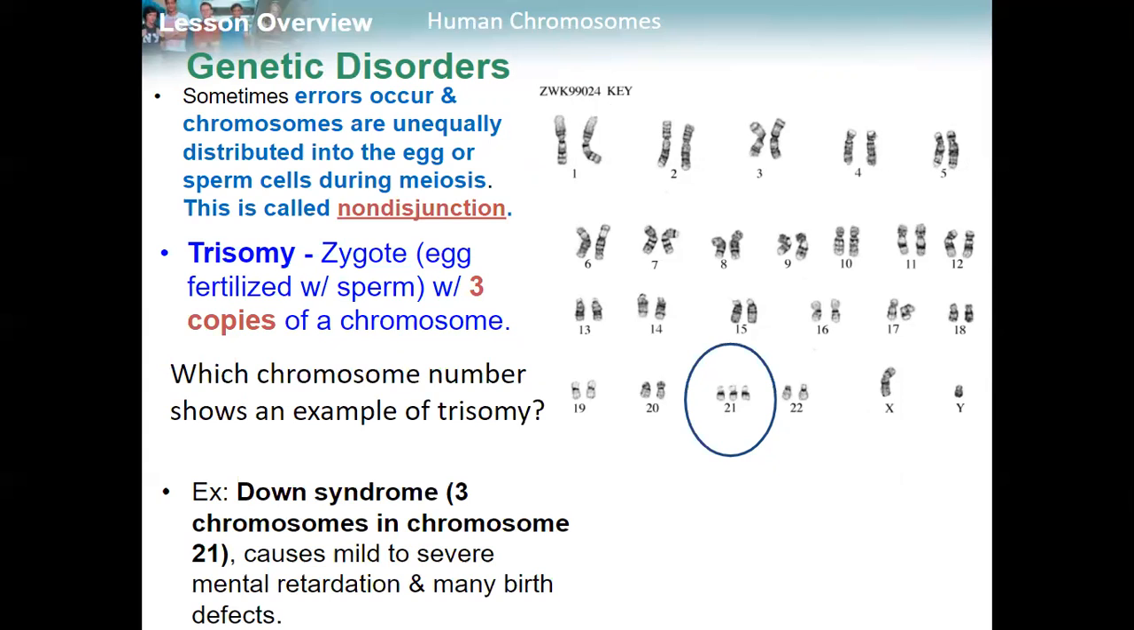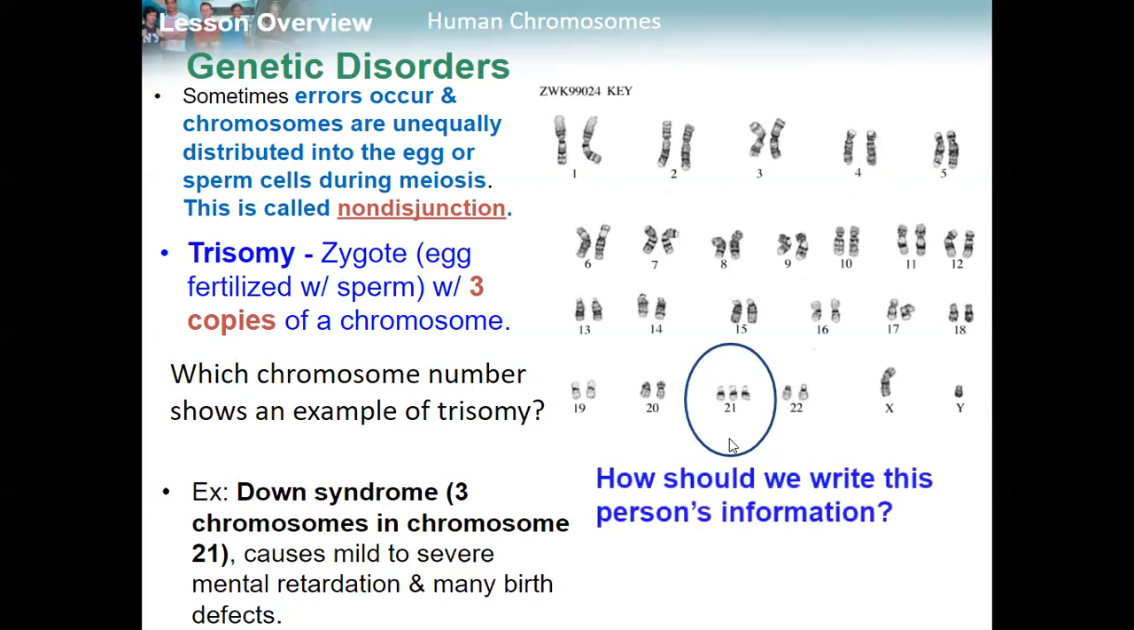So Down syndrome will cause them to have some birth defects, some issues mentally, some physical differences in how they look. Now, if it was trisomy or 3 chromosomes for number 7 or number 3 or number 18, that's not Down syndrome. They would be different types of disorders. But because it's on 21, that's Down syndrome.